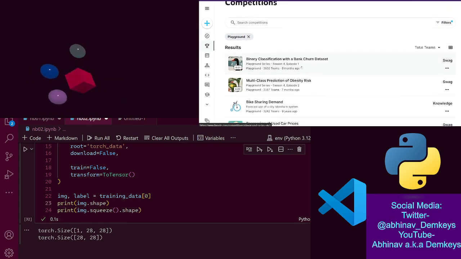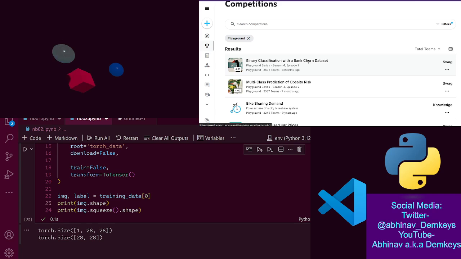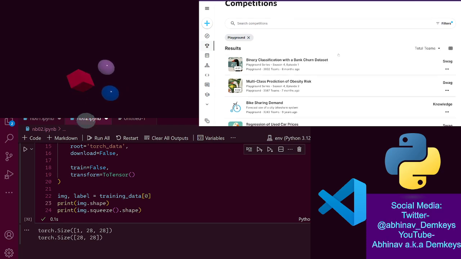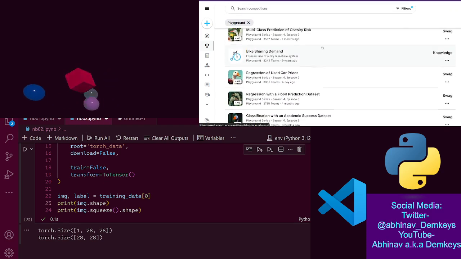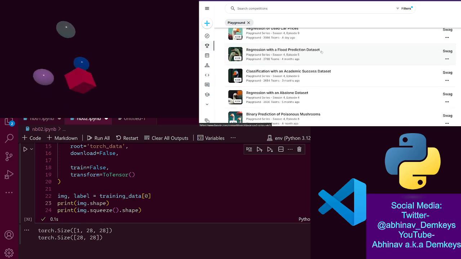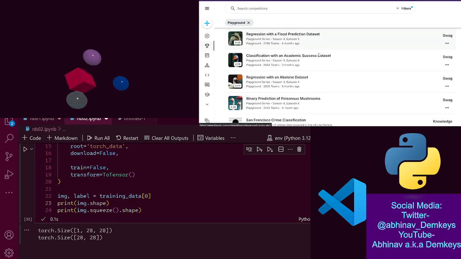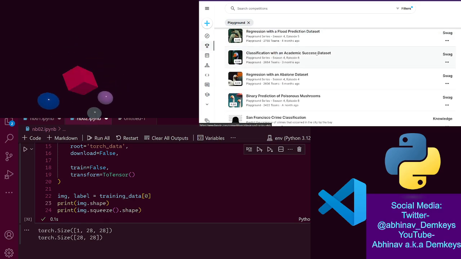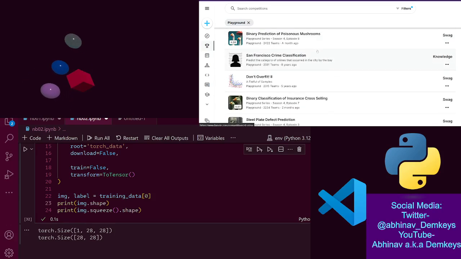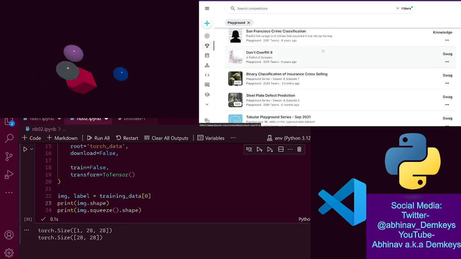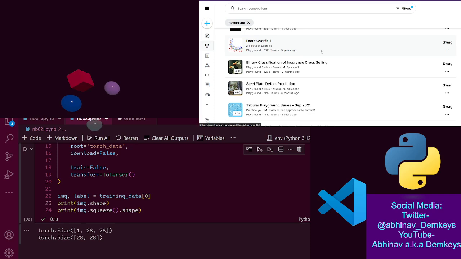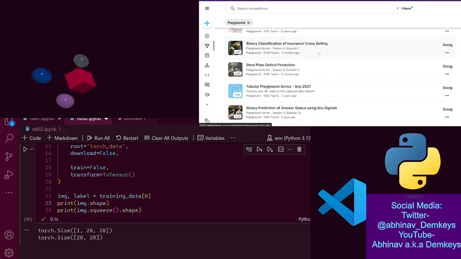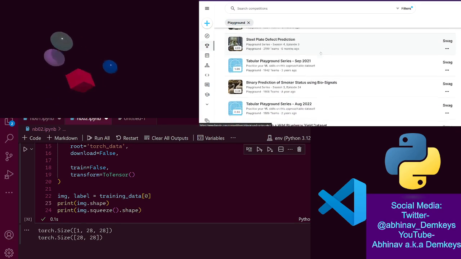Binary classification with a bank churn dataset. Multi-class prediction of obesity risk. Bike sharing demand, regression, classification, binary prediction, classification, don't overfit it. Okay, all right.